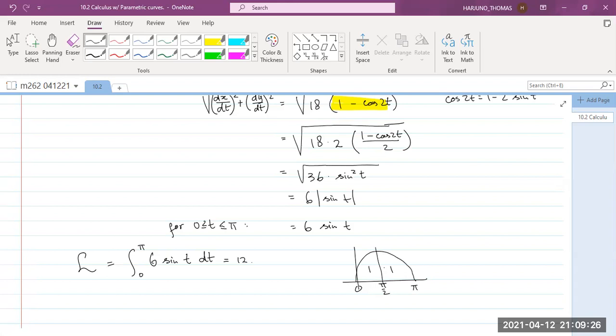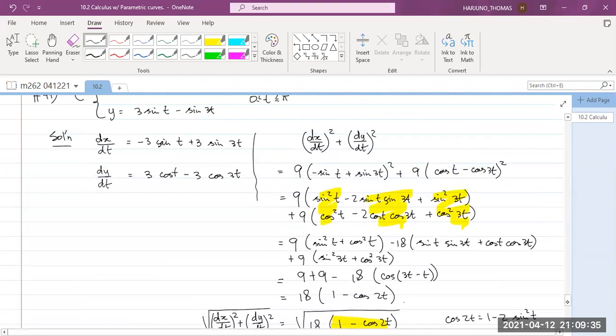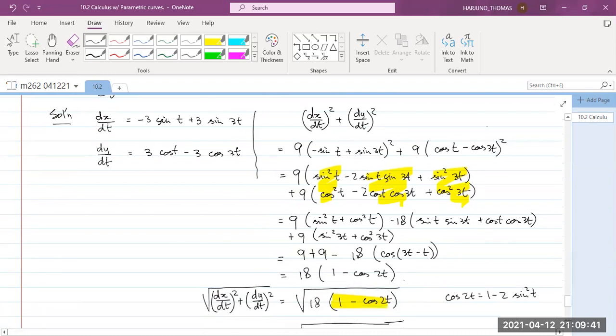Wow. You see, the integral itself is like Mickey Mouse, right? To set it up is like, what the? Tedious. Yeah, it's quite tedious, and it's the tricky part here.